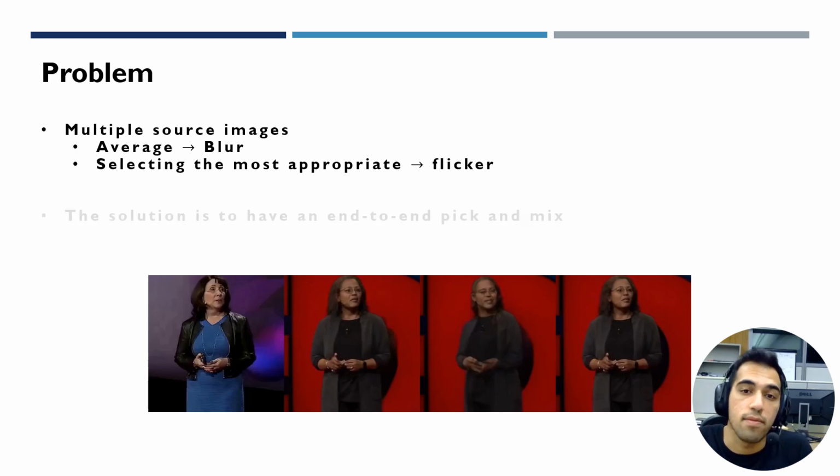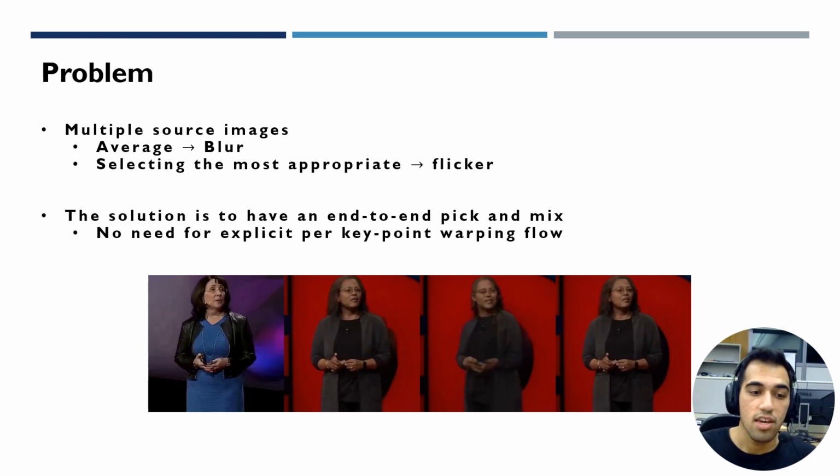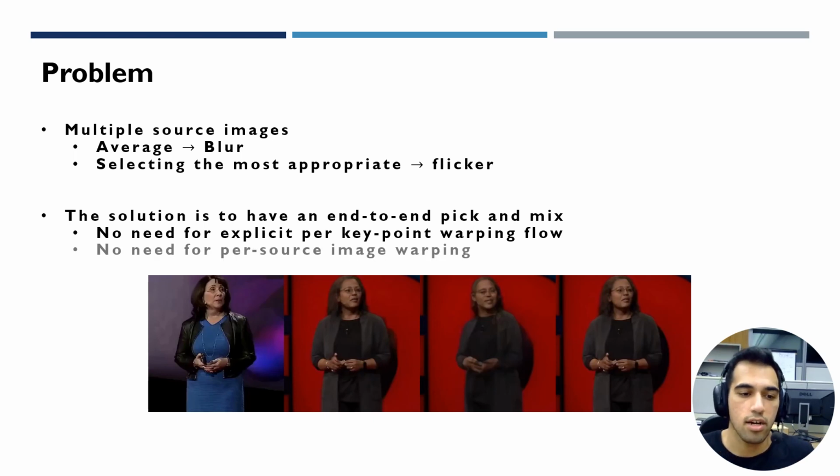So what they actually came up with is that they are going to train this entire model using multiple source images, but in an end-to-end way. And their approach has a few benefits. One of them is that they don't need an implicit representation for the key points in the space, so there's no need for supervision over where the exact key points should be located, which I'm going to explain in more detail in the rest of the slides. And other than that, there is no need for per source image warping, and that is also a benefit.